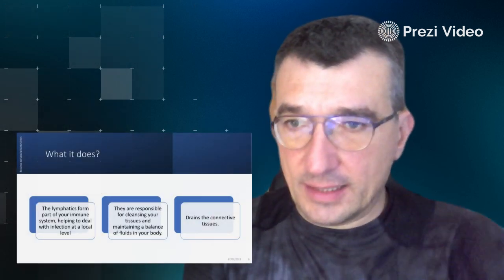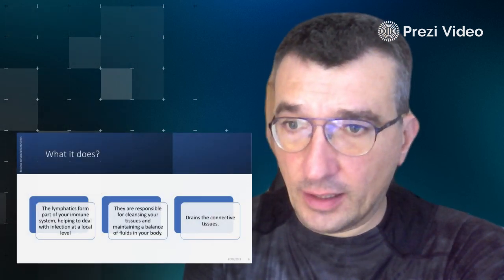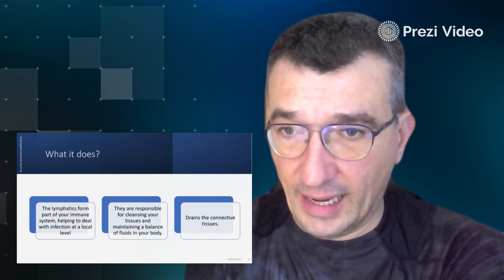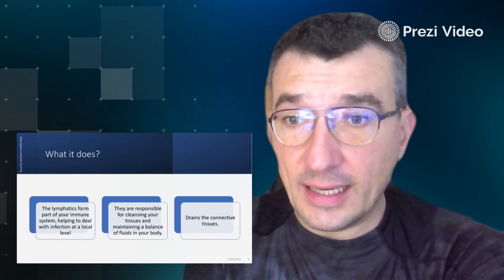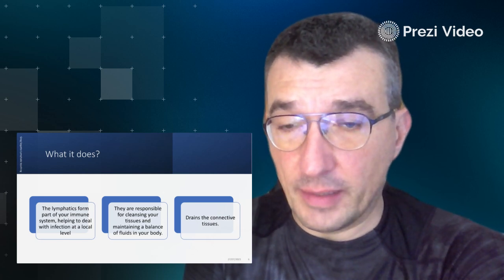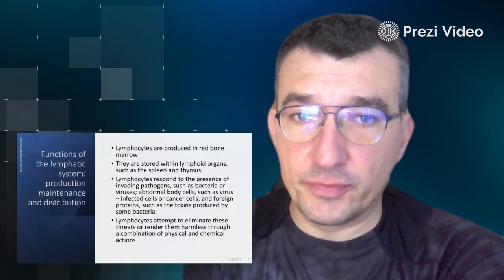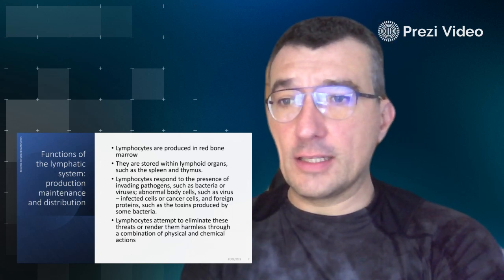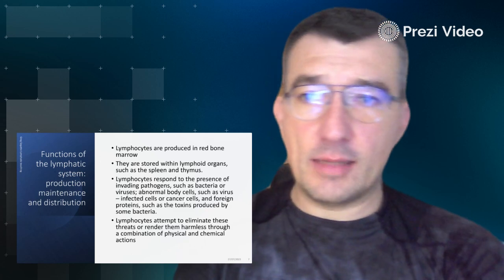Okay, what it does: the lymphatic system is part of our immune system and helps to deal with infection at the local level. It is responsible for cleaning the tissue and maintaining the balance of fluid in your body. It drains the connective tissue. So the functions of the lymphatic system are production, maintenance, and distribution of lymph.